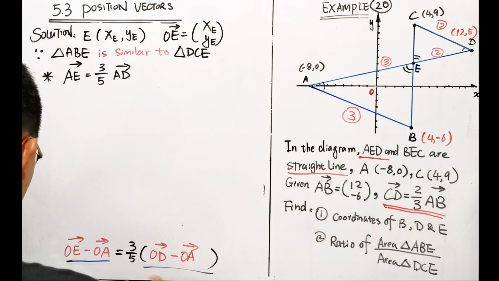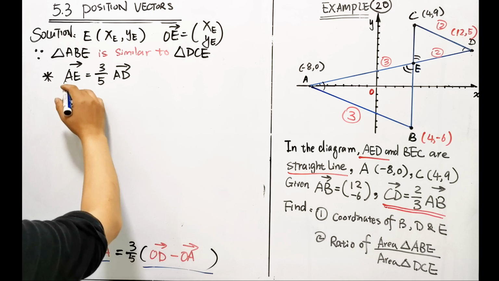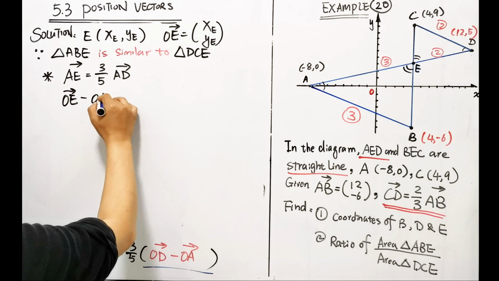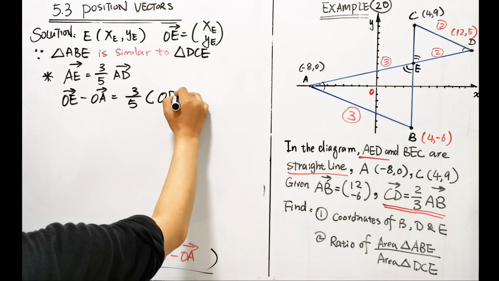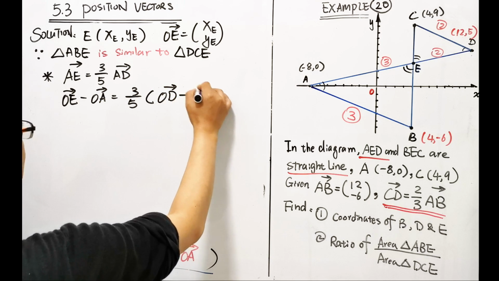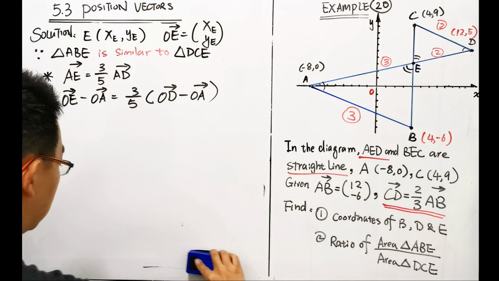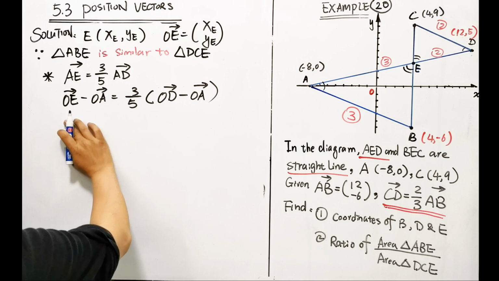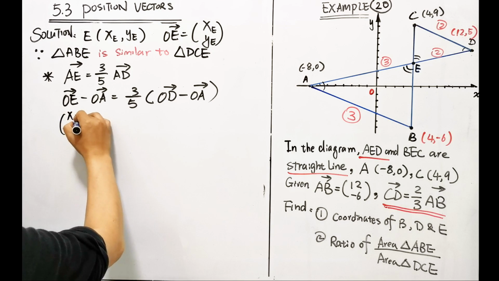Okay, from just now the calculation, we know that we just bring them in. So AE is OE minus OA, right? Equals to the 3 times OD minus OA, right? Okay. Now we just bring all those items. So what's OA? What is OE? OE is the question, right? OE is the only unknown, right?